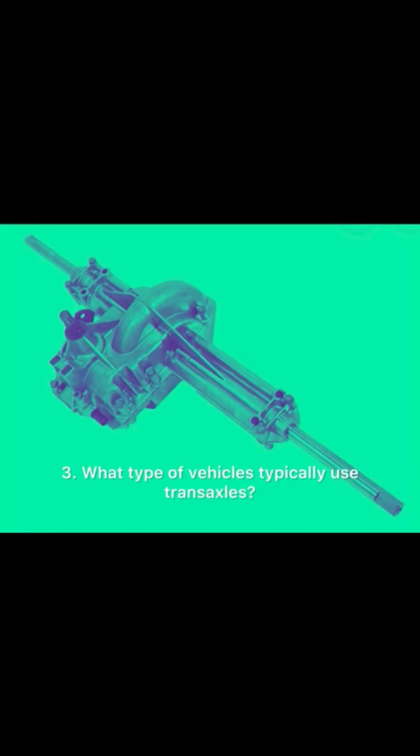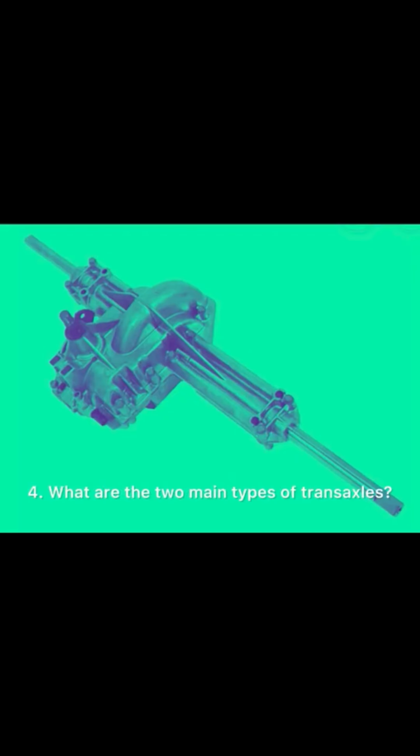3. What type of vehicles typically use transaxles? Front-wheel drive vehicles. 4. What are the two main types of transaxles? Manual and automatic. 5. What is the purpose of the differential in a transaxle? To allow the wheels to rotate at different speeds. 6. What is the function of the gears in a transaxle? To change the speed and torque of the power transmission.